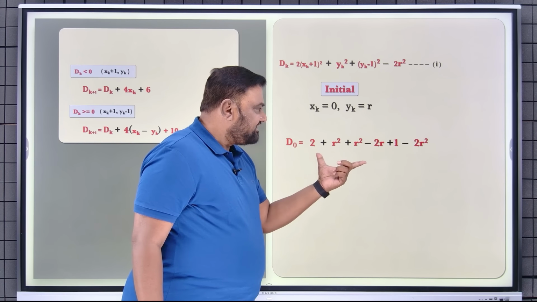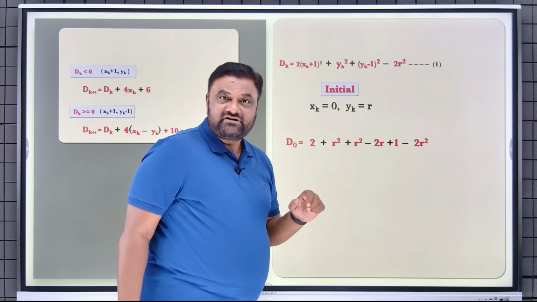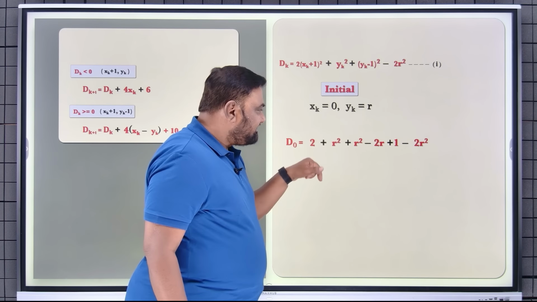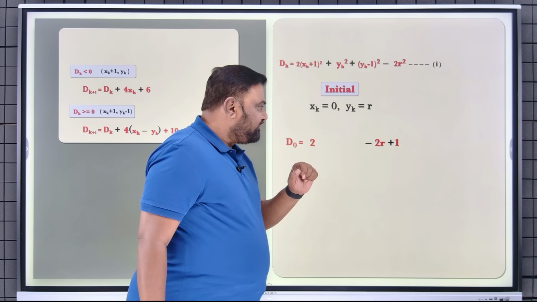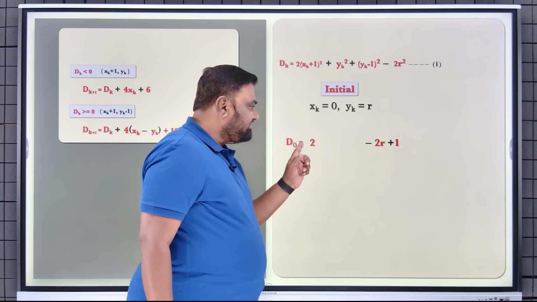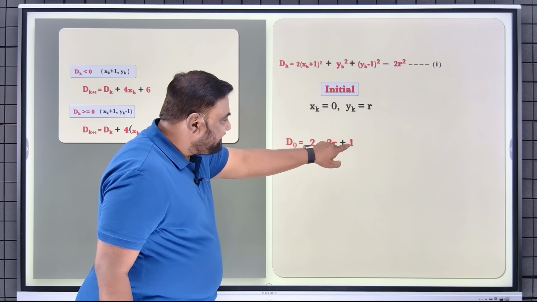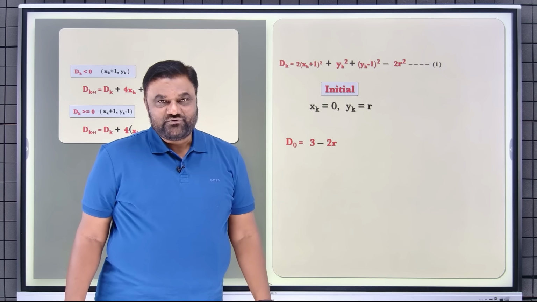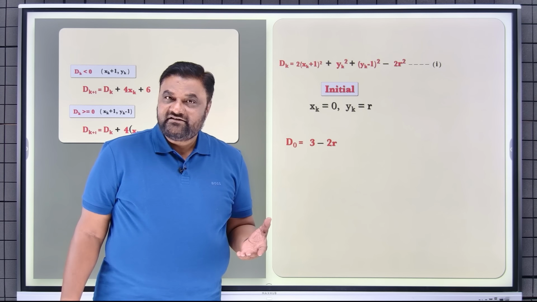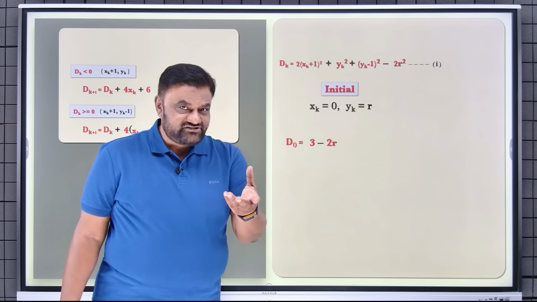If I open this one, now r square plus r square is 2r square, and this r square, 2 minus 2r square, this and this cancel with this one. Now if you remove these, you are left with 2 minus 2r plus 1. Let us bring it closer, and 1 you add it here. This becomes 3 minus 2r. This is the formula for initial value of a decision variable.